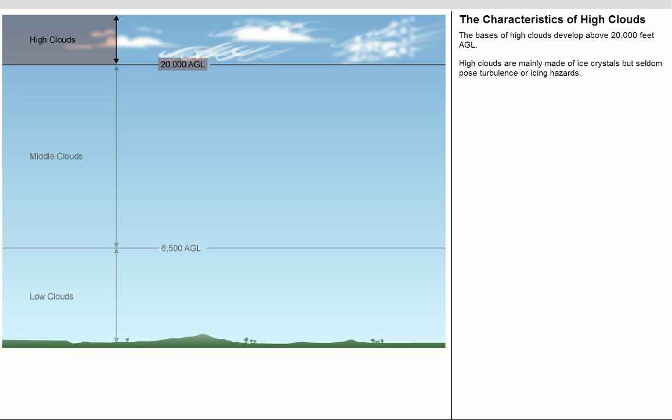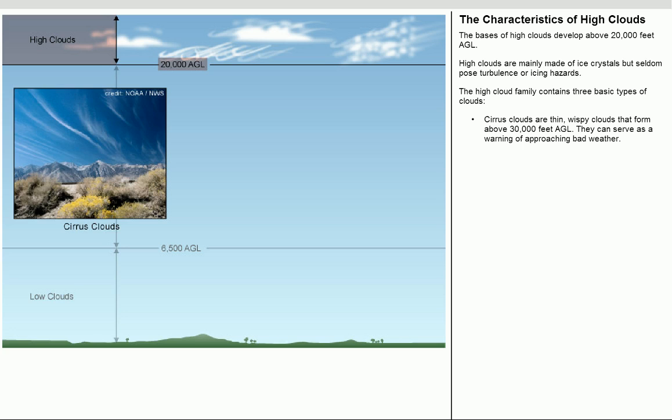High clouds form in stable air and are generally white to light gray in color. The bases of high clouds develop above 20,000 feet AGL. These clouds are composed mainly of ice crystals, but seldom pose a serious turbulence or icing hazard. The high cloud family contains three basic types of clouds.